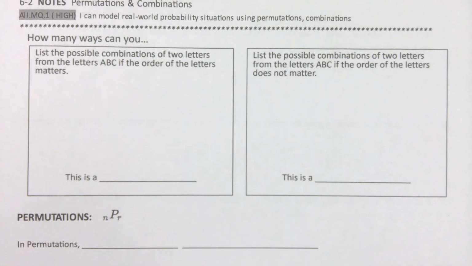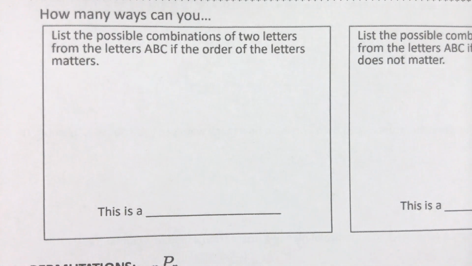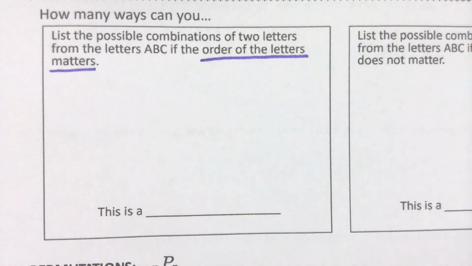These boxes have the same directions except for one detail at the very end. I'm going to take a closer look at the first one. List the possible combinations of two letters from the letters A, B, C if the order of the letters matters. That's the important information that we need to pay attention to. So we're taking the letters A, B, C and we're grabbing two of them and then putting them in a specific order and listing how many options that would give us.